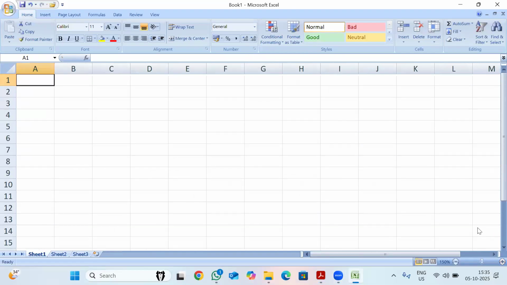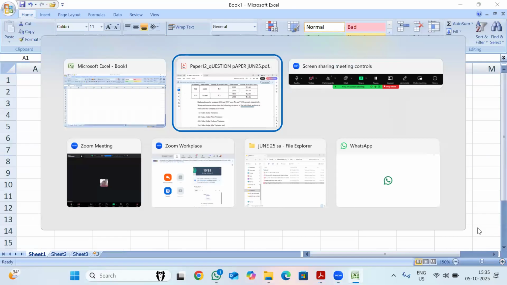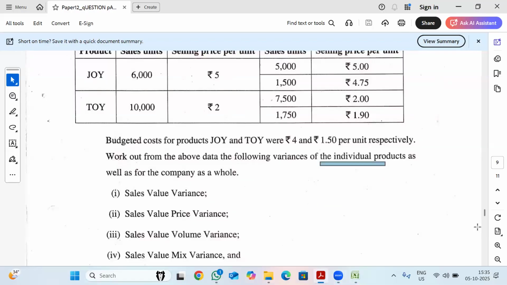So now, what are all the details I require? First, I need actual sales quantity and actual selling price, and all of that is easily available here. The budgeted selling price and budgeted units are also available. The only thing I need to calculate, for mix variance and sub volume variance, is the revised standard quantity.